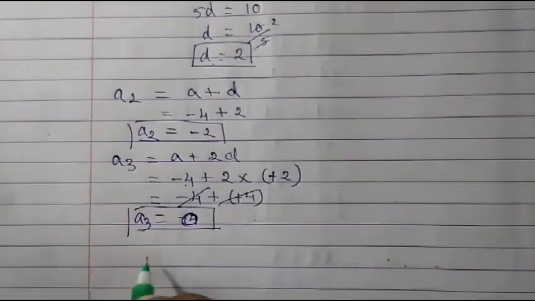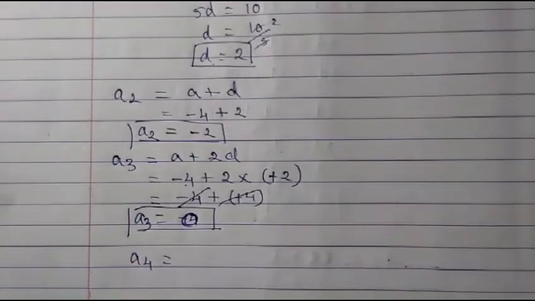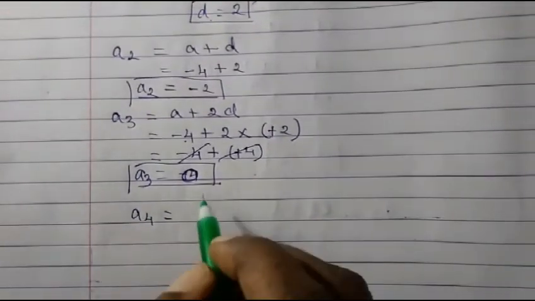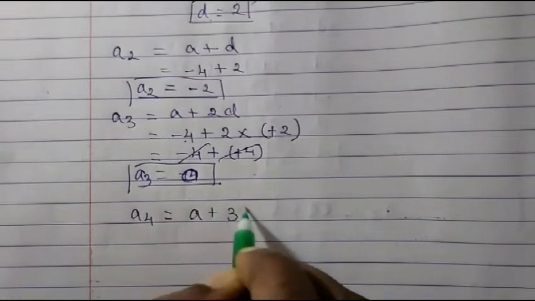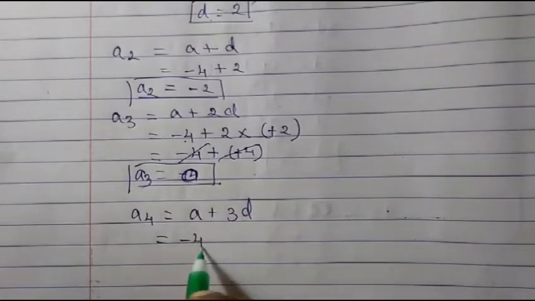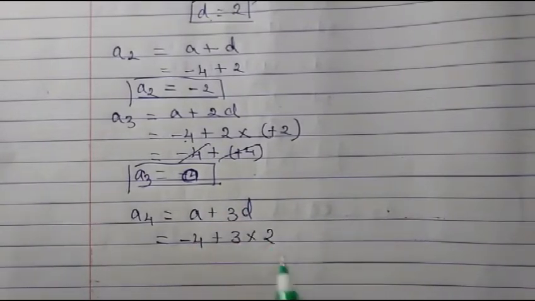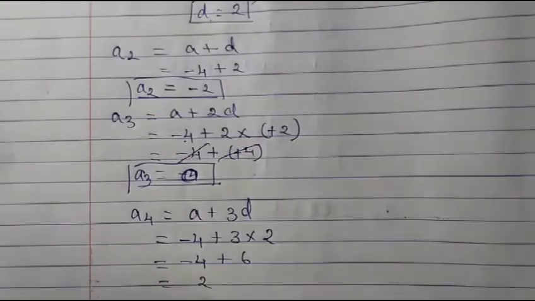Now let's find out A4. A4 is A plus 3d. So A is minus 4 plus 3 into d, which is 2. So minus 4 plus 6, which will give us 2.